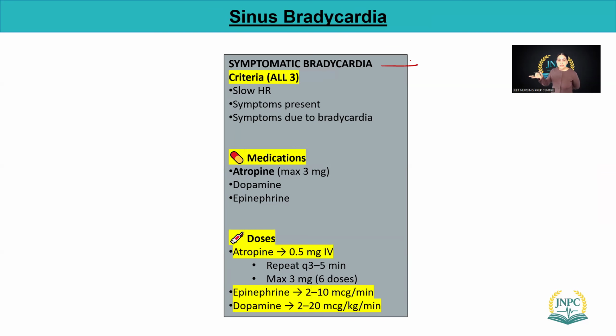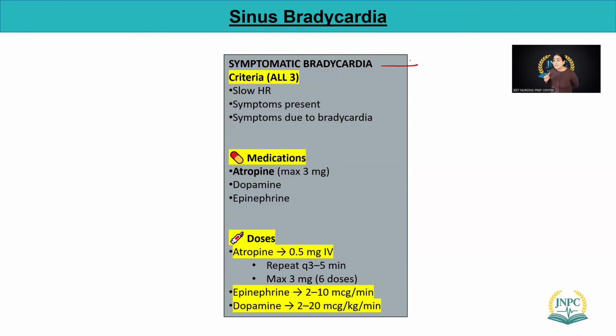Let's say on the screen, it is saying that the patient has a heart rate of 50 beats per minute, but the patient does not show any signs and symptoms. They're okay, they're fine, they're talking, they're working, they're not feeling dizzy, they're not fainting. Do we need any treatment? No. So that's baseline for them. They're working on that, even though the heart rate is down.